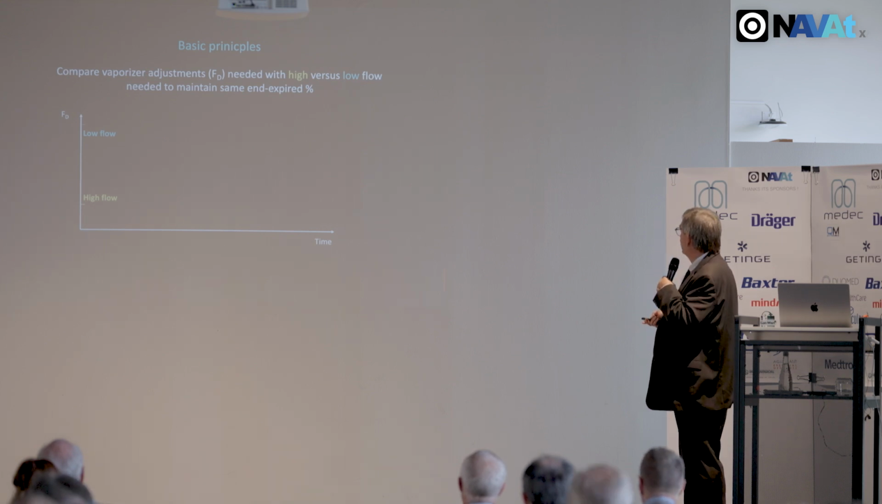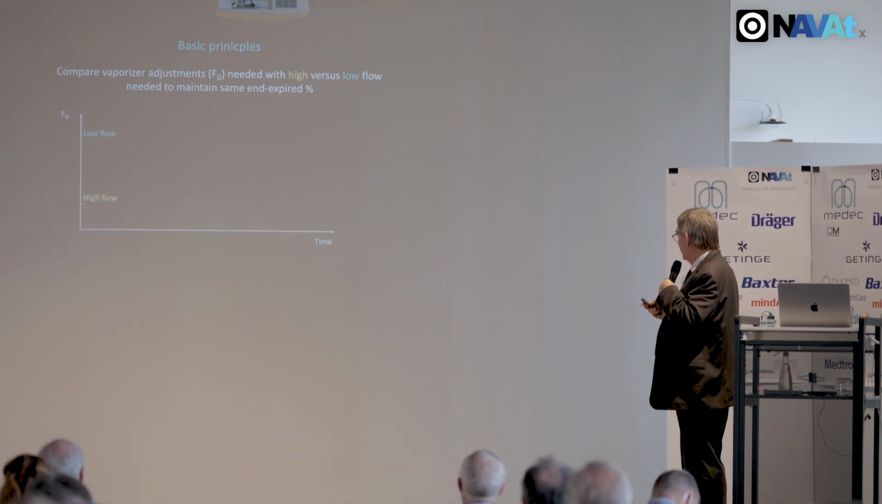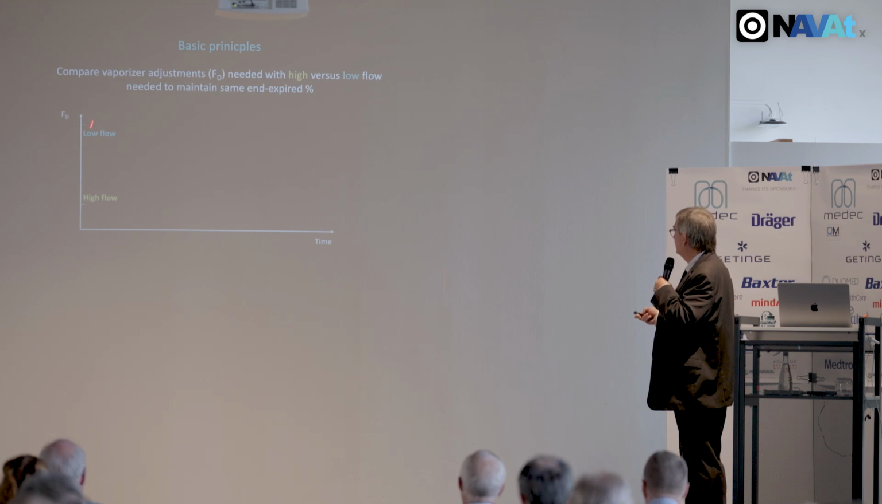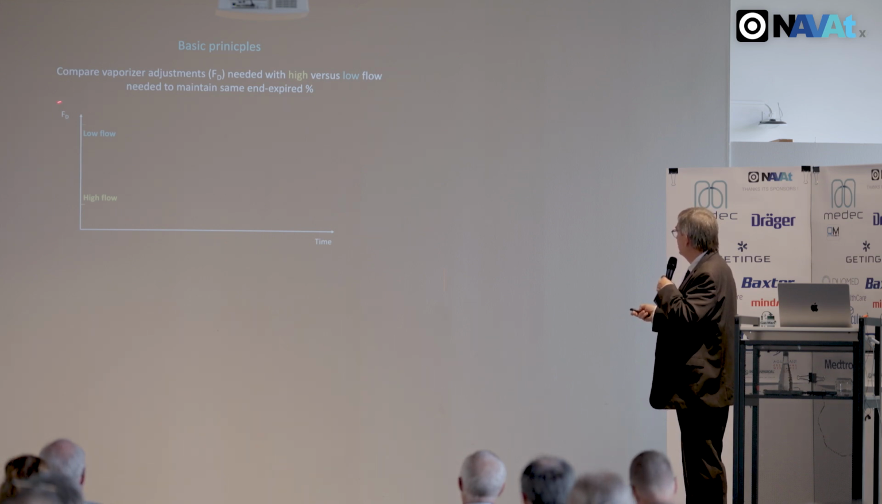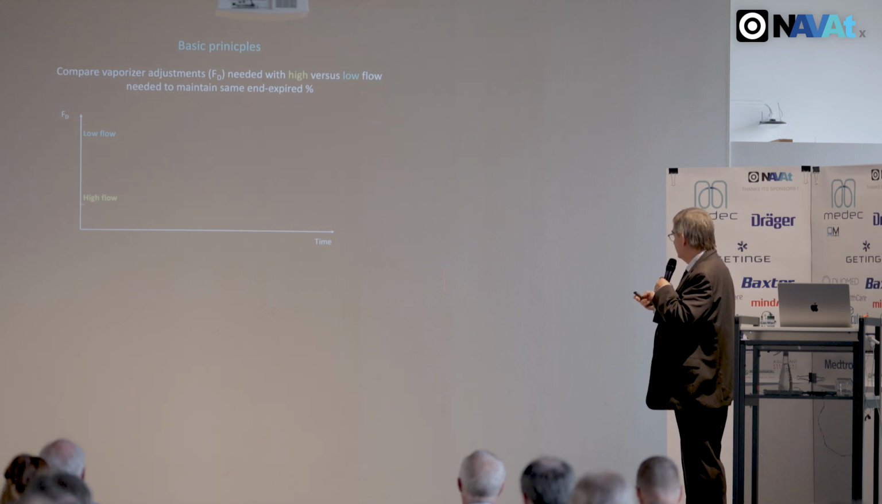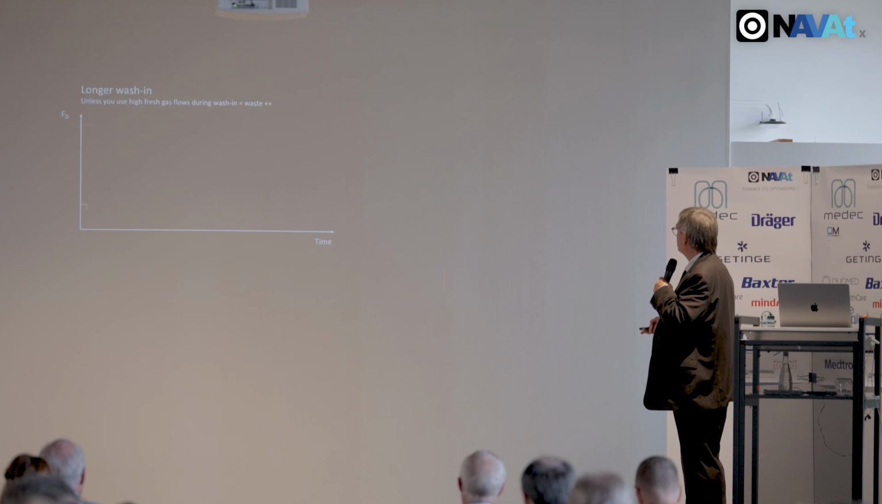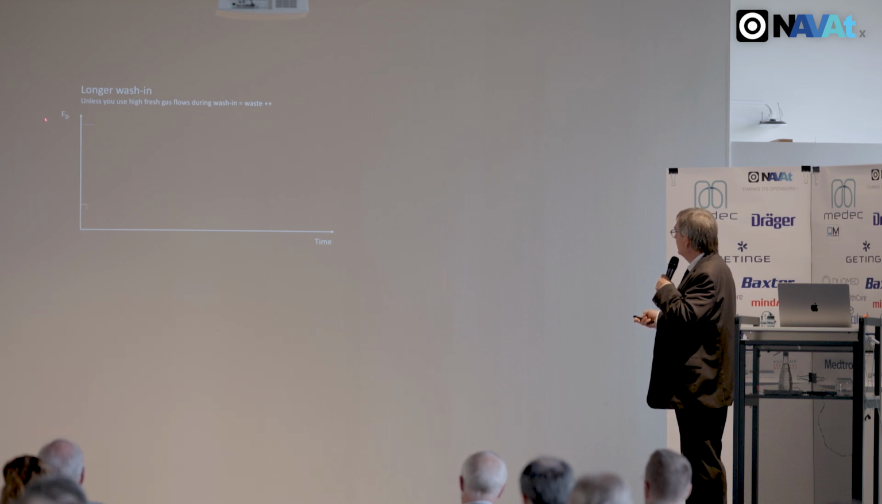I'm going to explain this by having a look at how I have to adjust my vaporizer dial setting, for example sevoflurane, or it doesn't matter, that's your agent, to deliver the same expired agent concentration over time with either a low fresh gas flow or a high fresh gas flow. If you use a high fresh gas flow, you can lower the vaporizer pretty fast because the washin is really fast. With a really low fresh gas flow, you will need a higher vaporizer dial setting to compensate for the slower washin, and it will take a little bit longer.